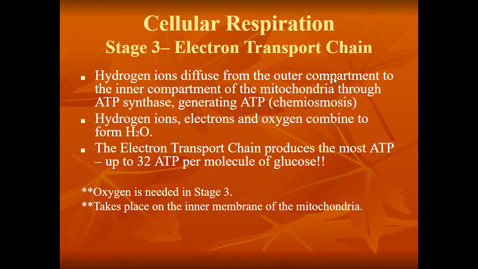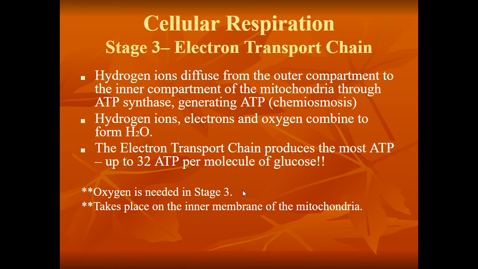Hydrogen ions diffuse from outer to inner compartments of the mitochondria through ATP synthase to make ATP. This process is called chemiosmosis, or chemical osmosis. These hydrogen ions, electrons, and oxygen combine to make H2O, to make water, okay? And so the electron transport chain produces the most ATP with a whopping 32 per molecule of glucose, okay? Note, oxygen is needed in this stage.